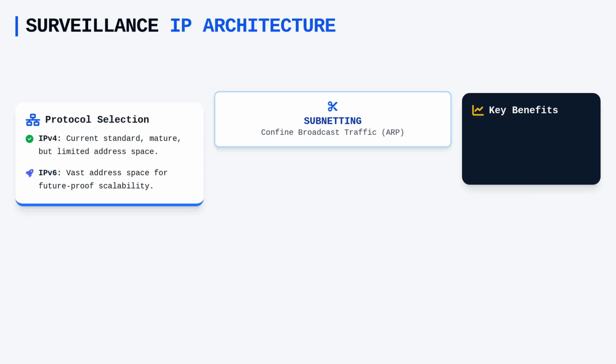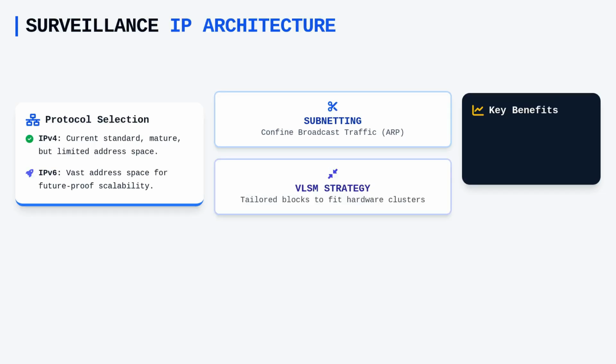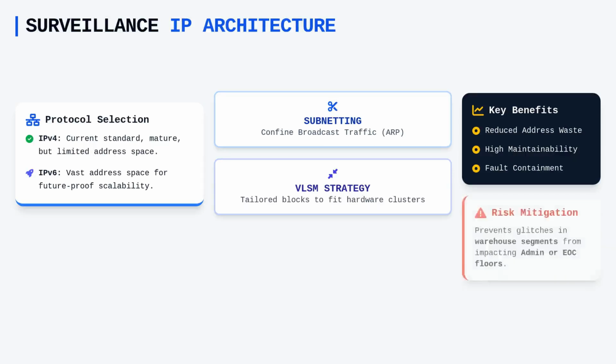By applying variable length subnet masking, or VLSM, we can tailor the size of our address blocks to fit specific hardware clusters, effectively reducing waste and ensuring that address blocks grow proportionally with the installation. Proper segmentation ensures that a network glitch in one segment of a warehouse does not propagate to the administrative floor or the emergency operations center.